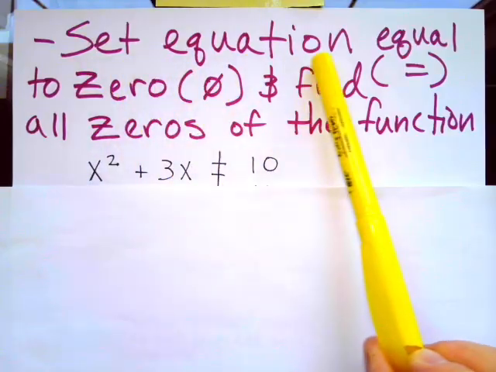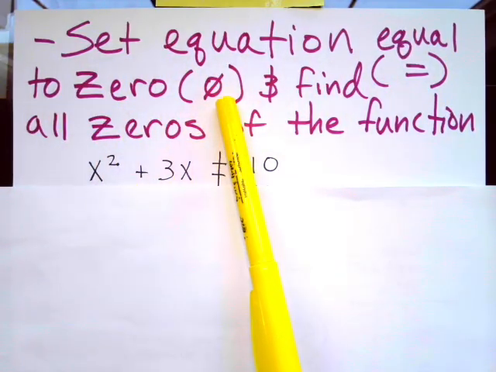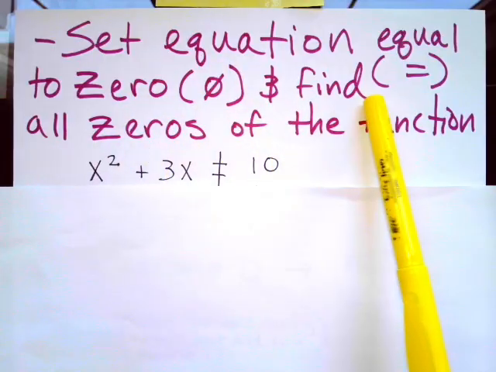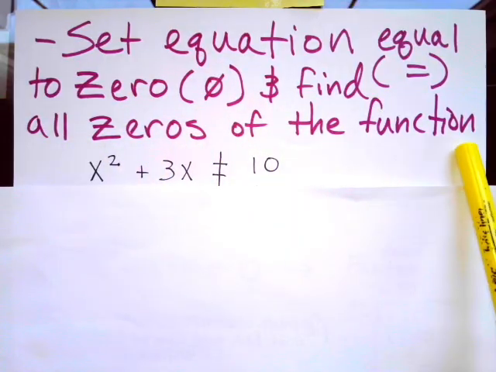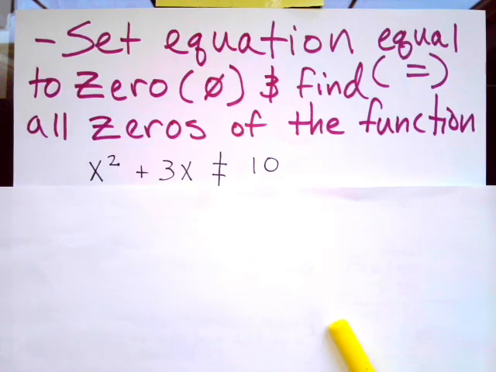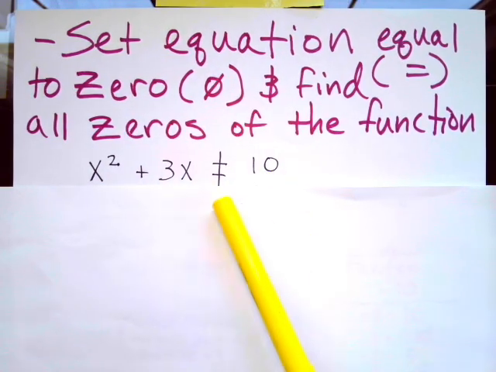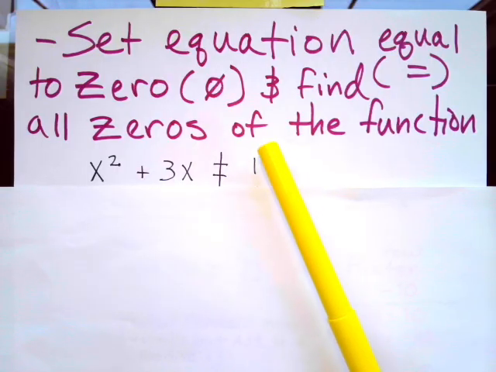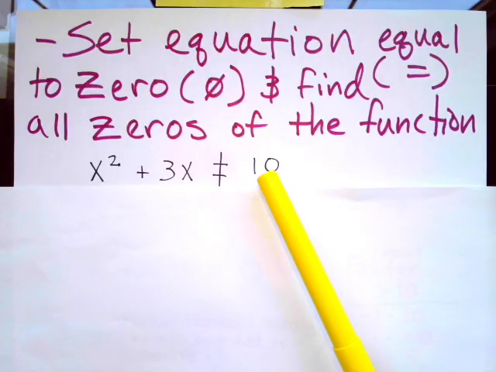You want to set the equation equal to 0 and find all the zeros of the function. That's essentially just factoring, finding the possible zeros of the function. So we have x squared plus 3x equals 10. You want to get the right side of the equal sign equal to 0. What would I add to a positive 10 that would turn this 10 into 0?